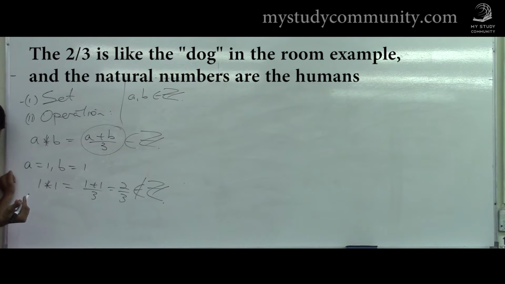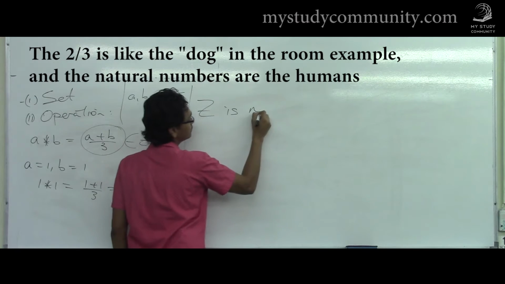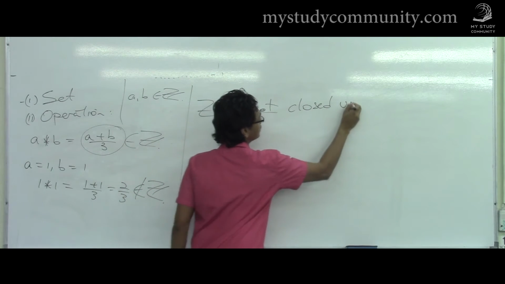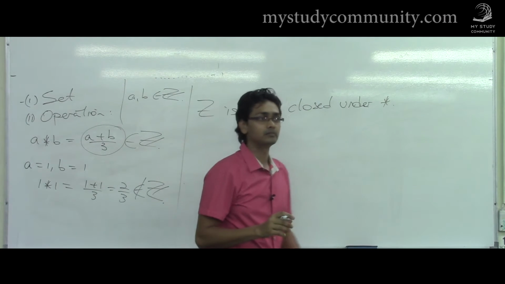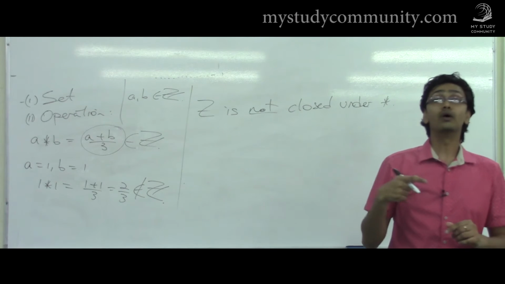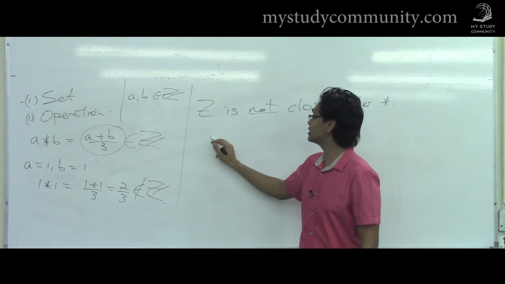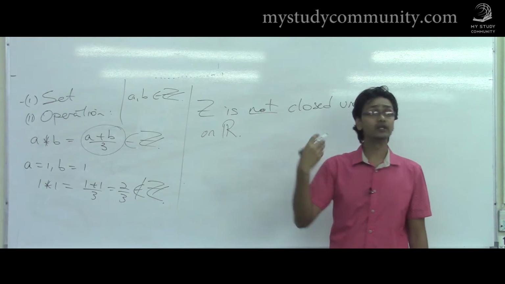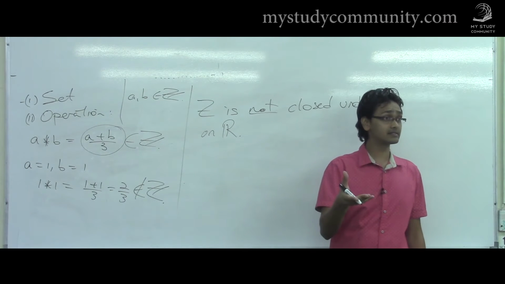Everybody's okay? So Z is not closed under star. Anybody has any questions with that? Now, if instead of the operation being on Z, if the operation was on R instead, would it be closed or would it not be closed? It would be closed, yes?